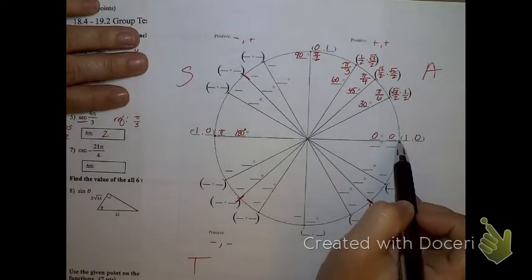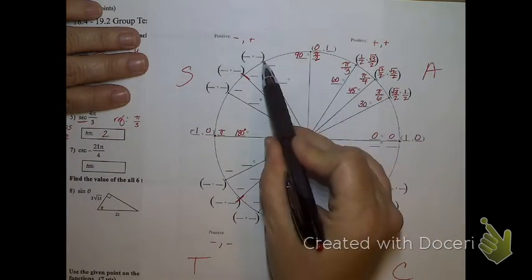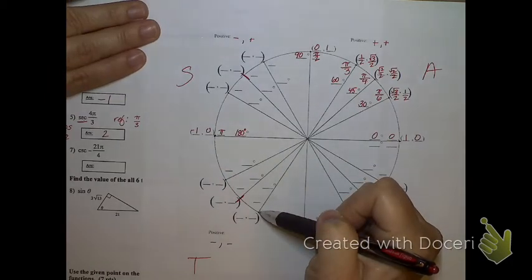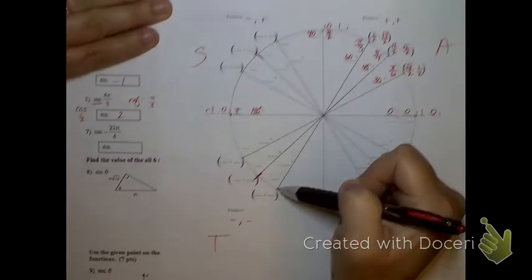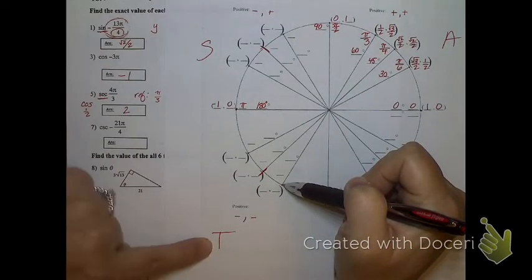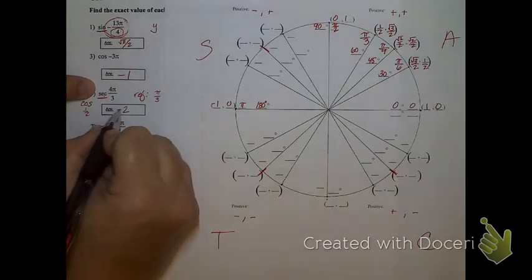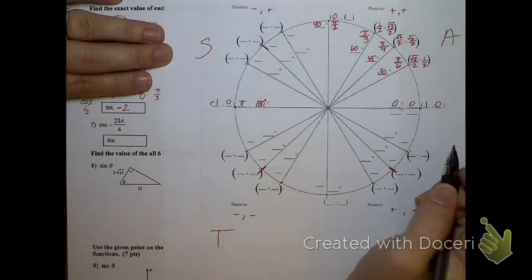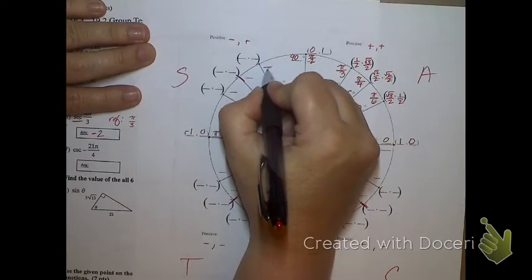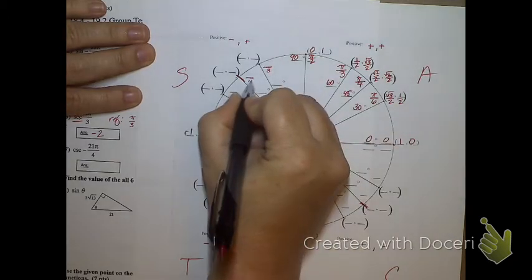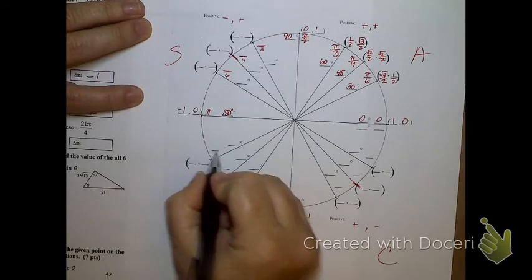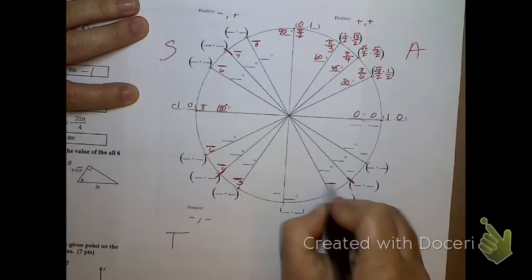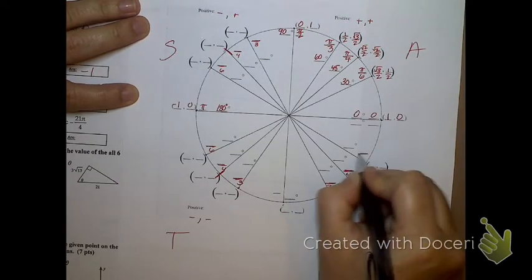So let's see. If I count by pi over 3s, I've got 1, 2, 3, 4. So this is in the third quadrant. In the third quadrant, is secant positive or negative? Well, tangent's the only thing that's positive. Secant isn't related to tangent, so it's going to be negative. Okay? Again, you got to remember your references. That's something over 3, something over 4, something over 6. This is something over 6, something over 4, something over 3, something over 3, something over 4, something over 6.